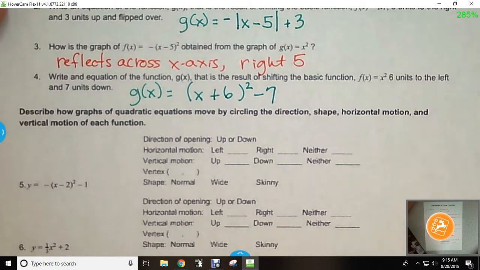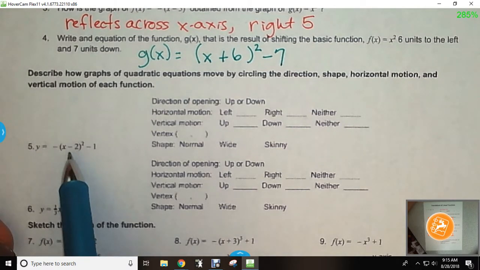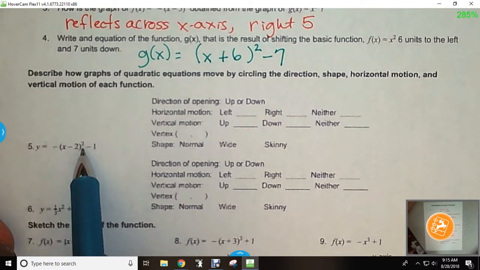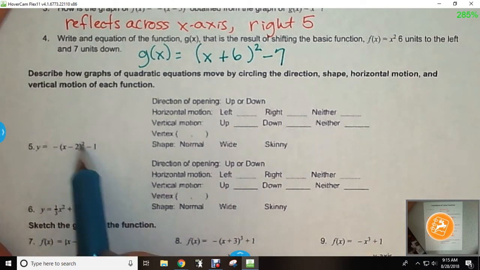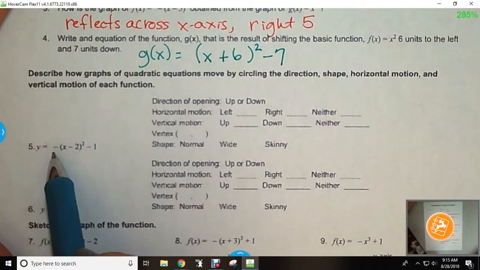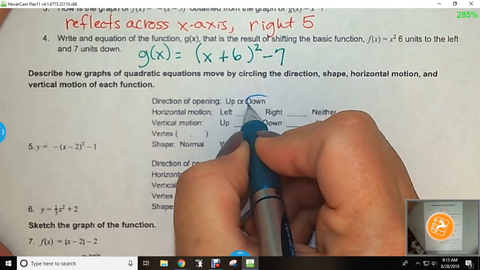All right, for numbers 5 and 6, describe how the graphs of quadratic equations move by circling the direction, shape, horizontal motion, and vertical motion of each function. All right, so this one, I know it's going to graph a parabola because it's an x squared. Yeah, the square is outside the parenthesis, but it goes with that x. This negative out in front is going to make it open upside down.